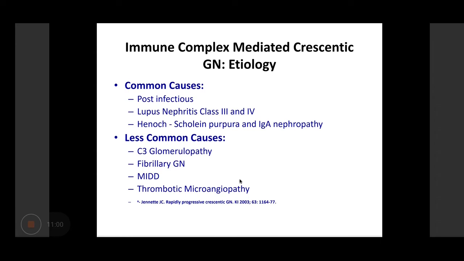So, a variety of immune complex mediated glomerulonephritis can present as a crescentic GN. These include post-infectious glomerulonephritis, lupus nephritis class 3 and class 4, Henoch-Schonlein purpura, and IgA nephropathy. The less common causes include C3 glomerulopathy, fibrillary glomerulonephritis, monoclonal immunoglobulin deposition disease, and thrombotic microangiopathy.